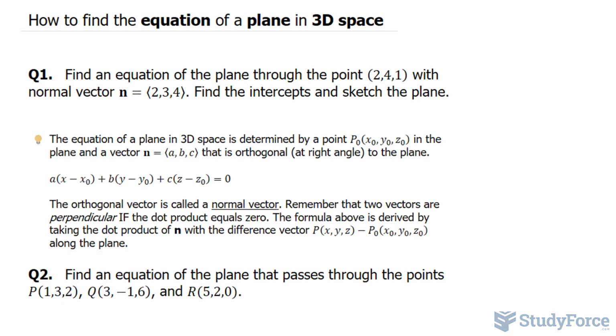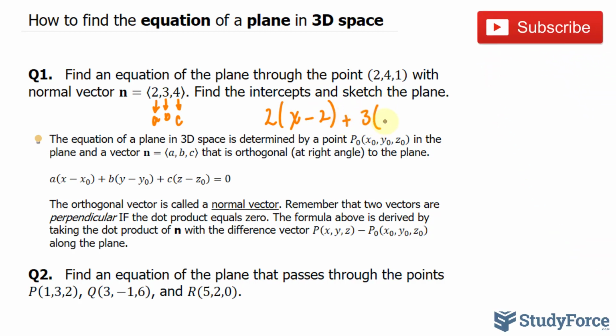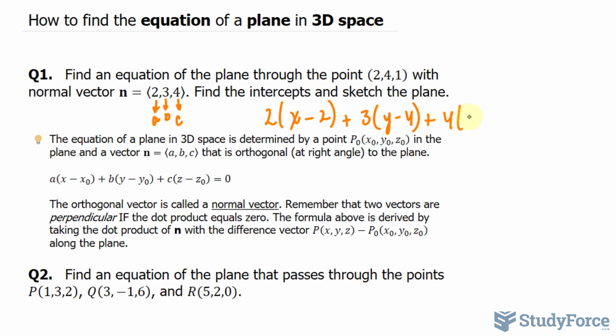Now with that said, going back to the question, we want to find an equation where the point is (2, 4, 1). So wherever you see x sub 0, y sub 0, and z sub 0, you replace it with 2, 4, and 1. In addition, each component of the normal vector 2, 3, and 4 will be a, b, and c respectively. So all we have to do is remember that this is a, that's b, and that's c. Replacing these into our equation, we have 2 bracket x minus 2 plus 3 bracket y minus 4 plus 4 bracket z minus 1 is equal to 0.